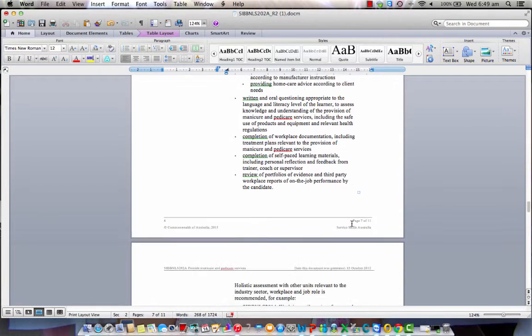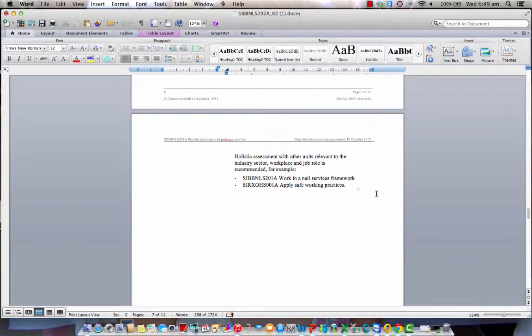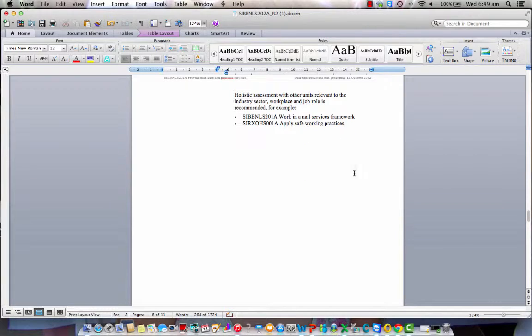And if I just look underneath here, you can see that they have suggested a holistic assessment with these two units here, side by side, the manicure and the pedicure. But again, it's a guide.